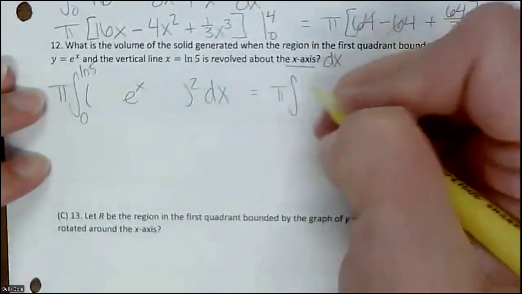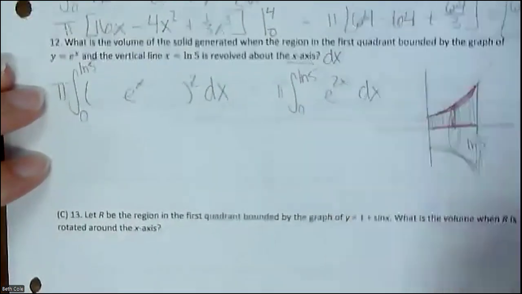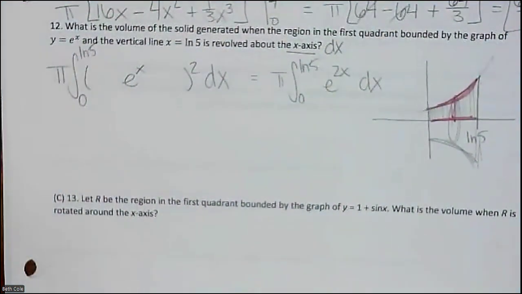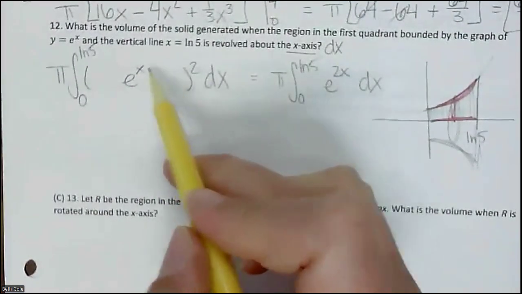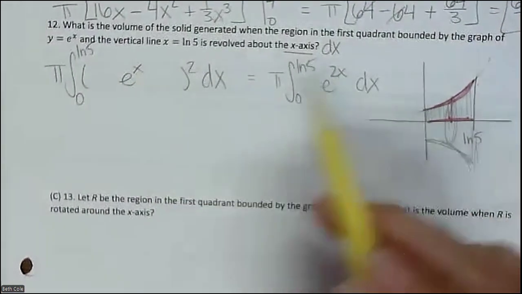If you have e to the x squared, it is e to the 2x. Did everyone come with me there? E to the x squared, you're multiplying these together. A power to a power means you multiply, so it's 2x.